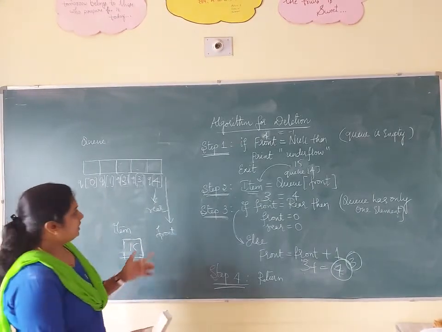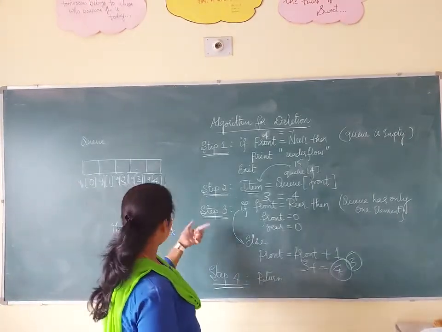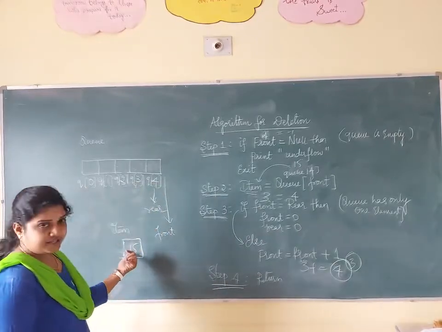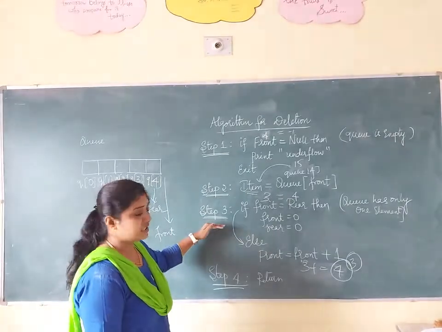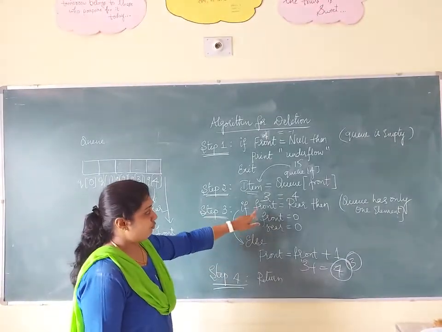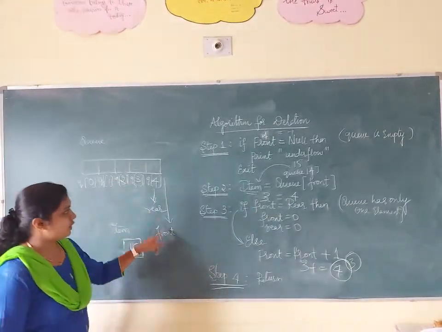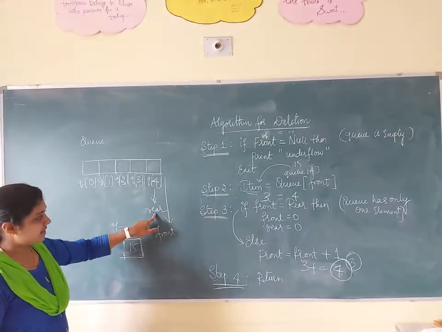So again what will happen? We have assigned it to what? The item variable. Next it will go to step 3. So what is the front value? 4. What is the rear value? 4.